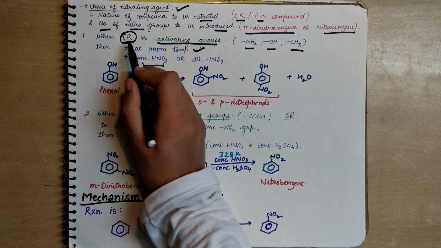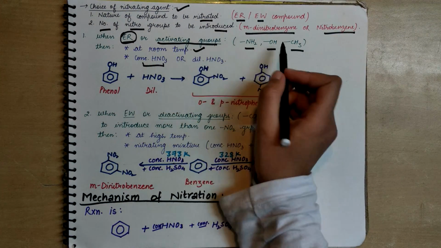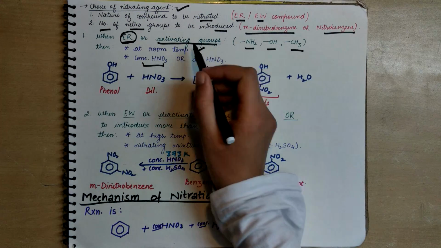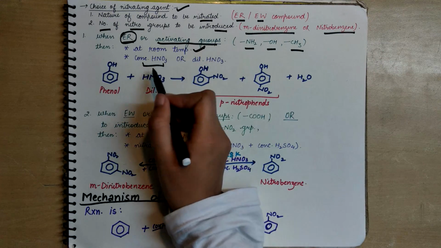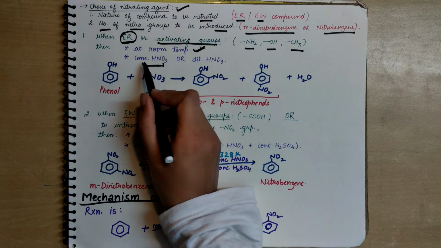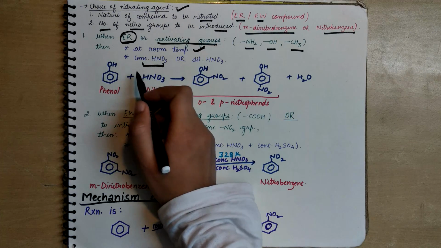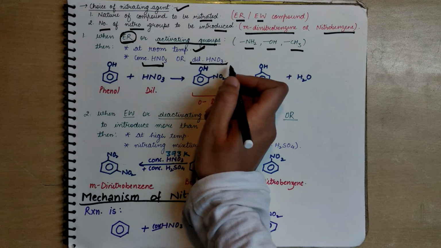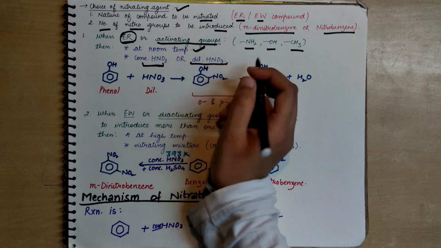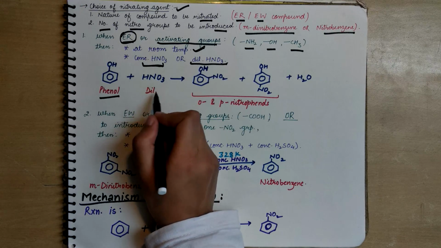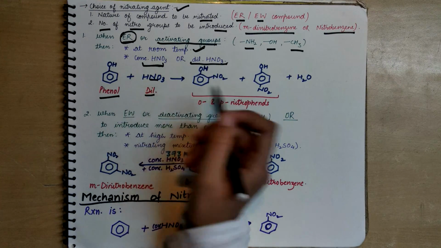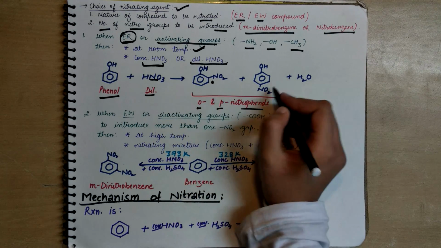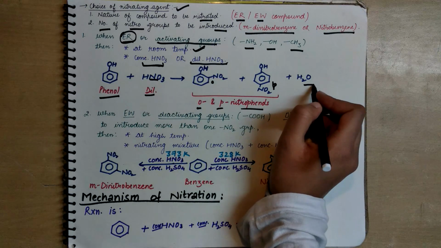The electron releasing groups are the activating groups, for example NH2, OH, CH3. These reactions can be carried out at room temperature, and the nitrating mixture or concentrated nitric acid is used. Or we can also perform some reactions in the presence of dilute nitric acid only. For example, phenol in the presence of dilute nitric acid can form ortho and para-nitrophenols. This is ortho-nitrophenol and this is para-nitrophenol, plus water.